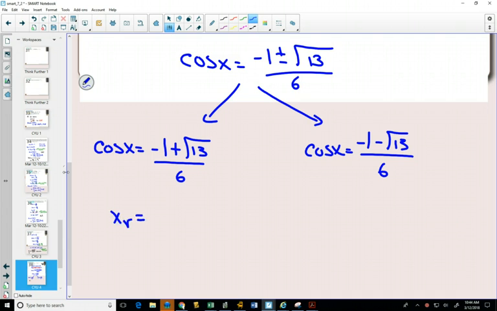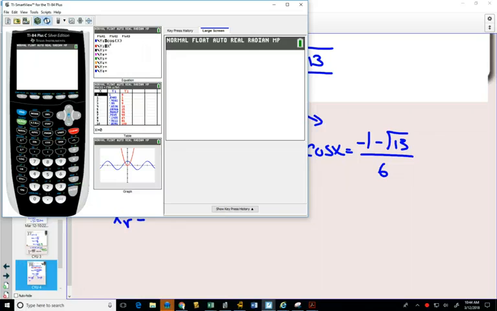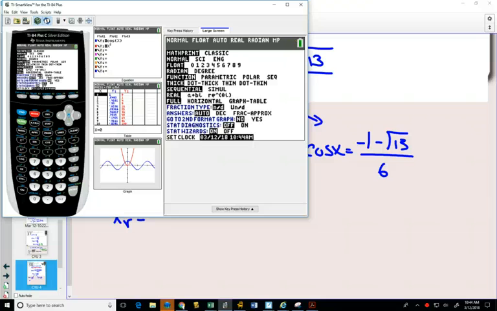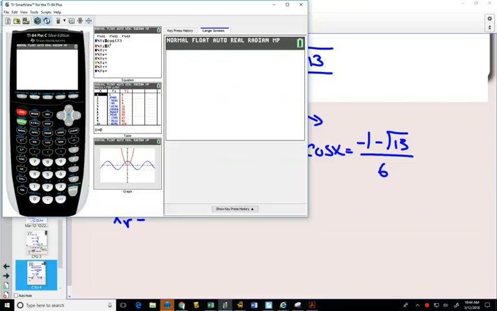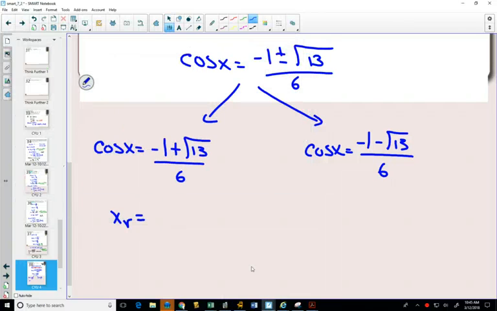So how do I find a reference angle? I go to my calculator, because obviously this is not on my unit circle. First of all, make sure that I'm in radians. I am. Cos inverse, I'll use my fraction button so I can write it exactly as it shows up. And the first one was -1 plus the square root of 13, all divided by 6, bracket, 1.12, so that will be my reference angle.